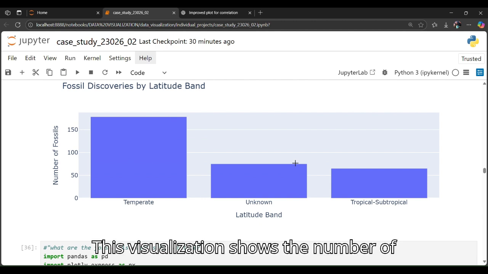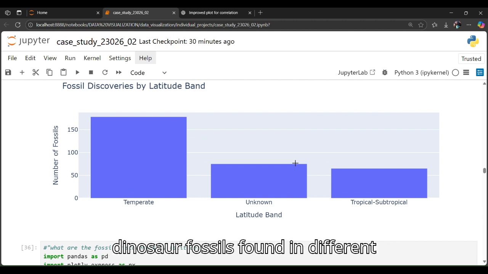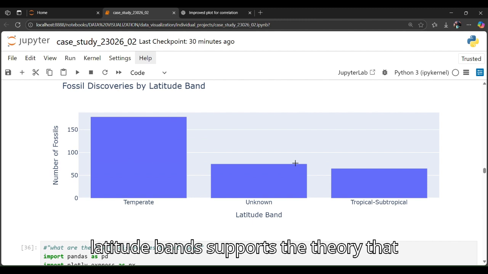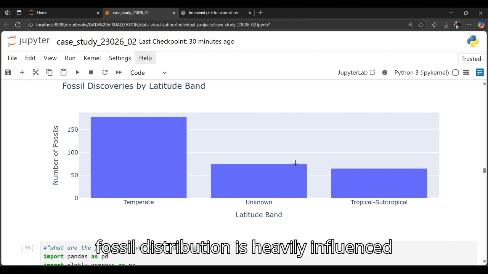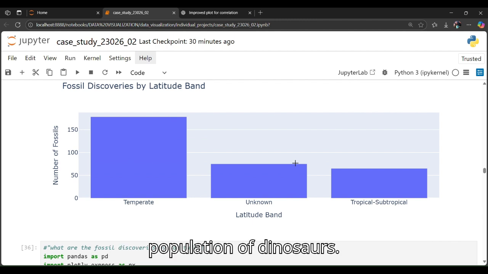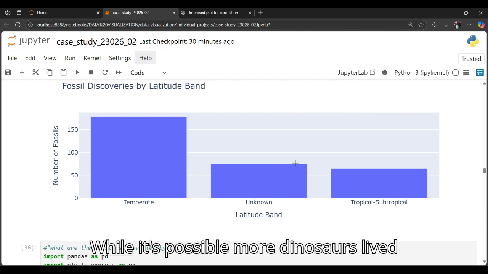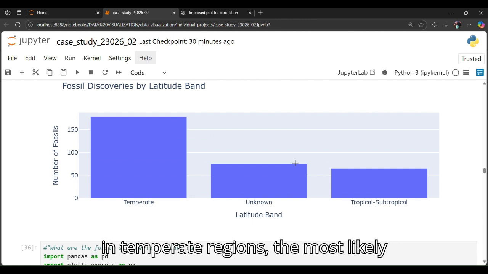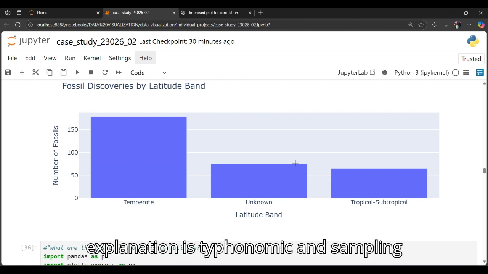This visualization shows the number of dinosaur fossils found in different latitude bands, and supports the theory that fossil distribution is heavily influenced by factors other than the actual ancient population of dinosaurs. While it's possible more dinosaurs lived in temperate regions, the most likely explanation is taphonomic and sampling bias.